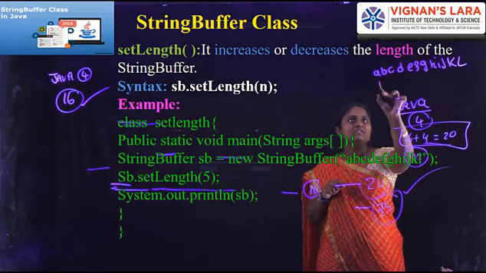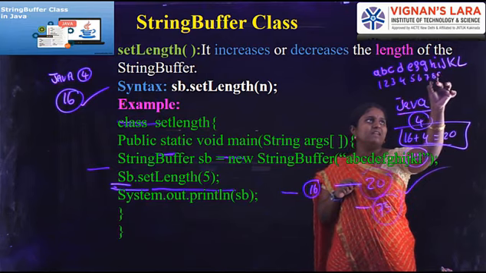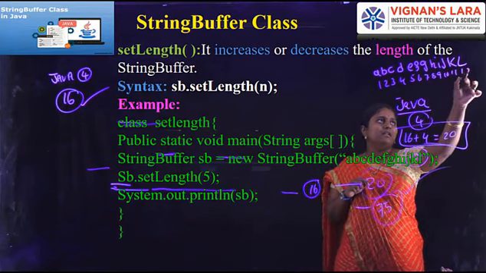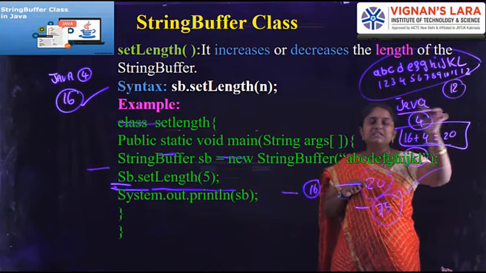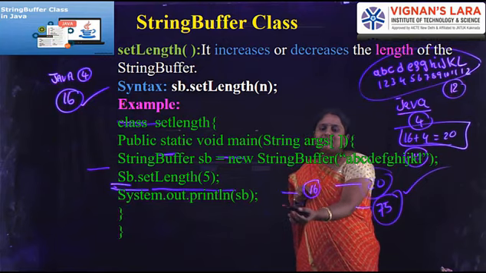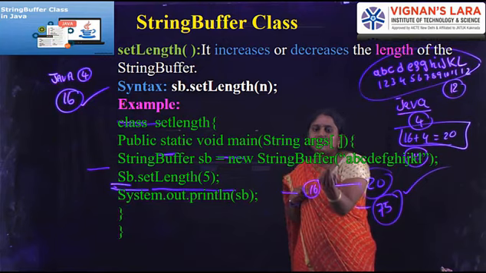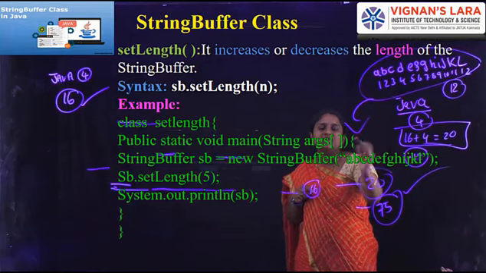What is the length of the given string? 1, 2, 3, 4, 5, 6, 7, 8, 9, 10, 11, 12. The given string length is 12. Using the setLength method, we set the length based on the index: sb.setLength(5). In the given string, I want to display only 5 characters.